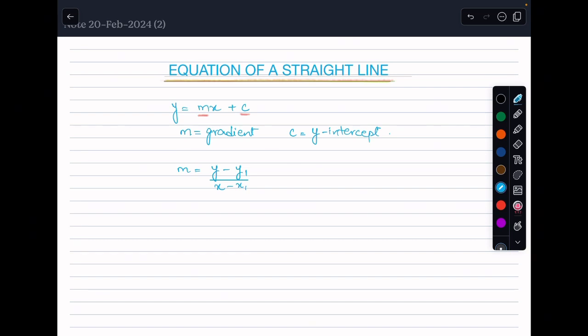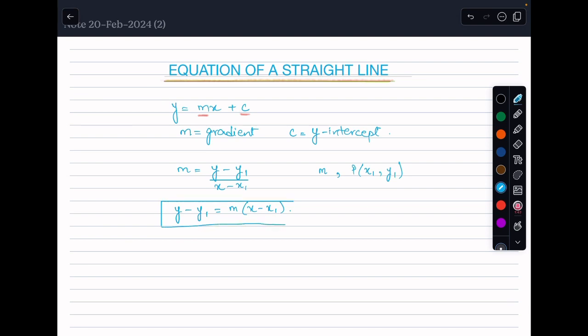This means if on a line I have the gradient and I have a point with coordinates x1 and y1, I can very easily make the equation of the line, and we can say from here that the general form of equation is y minus y1 equals the gradient times x minus x1. So this is the general form of the equation of a straight line.